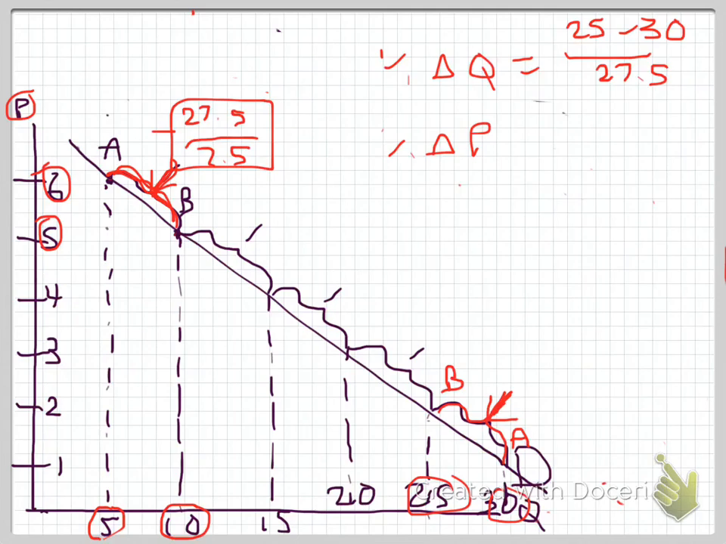And for the percentage change in price, we're going to be over here on the price axis. So B minus A is 2 minus 1, divided by the average, or the midpoint, which is 1.5. Again, you could have taken 2 plus 1 divided by 2, so 3 divided by 2 equals 1.5.